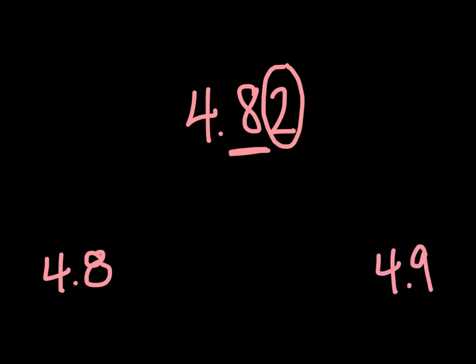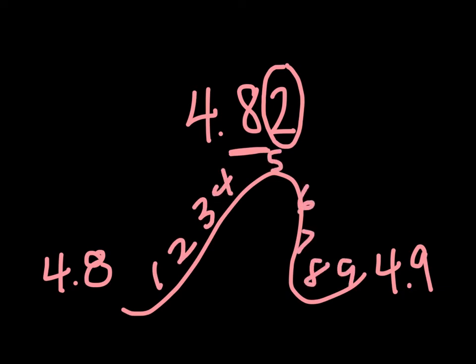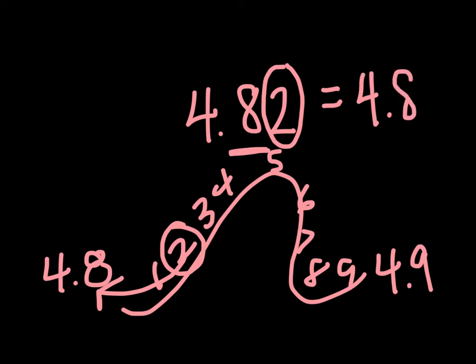So now is when that 2 becomes really important. You make your hill, you climb up the hill, and then back down. And you'll notice that the 2 is going to go backwards to 4 and 8 tenths. So we would say that 4 and 82 hundredths is going to round to 4 and 8 tenths.